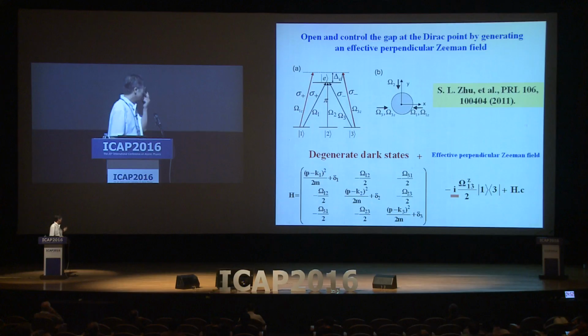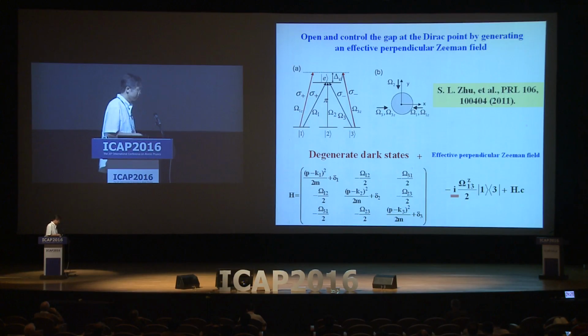Now I go on to open and control the gap at the Dirac point by generating an effective perpendicular Zeeman field. This is very important for future studies of topological superfluids. We must be able to exactly control this gap.